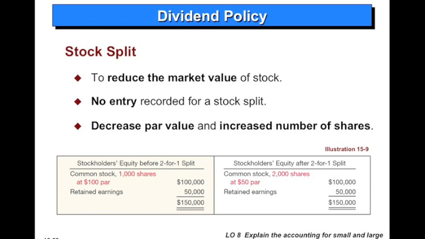Stock split. Okay? Stock split, all that really means is that your share numbers change. So a 2-for-1 split means that, let's see here, you had 100 shares at 100 par and retained earnings of 50, and now you're going to have 2,000 shares at 50 par. The value is still the same, retained earnings still the same, but notice you have more shares. You just have 2,000 shares now.